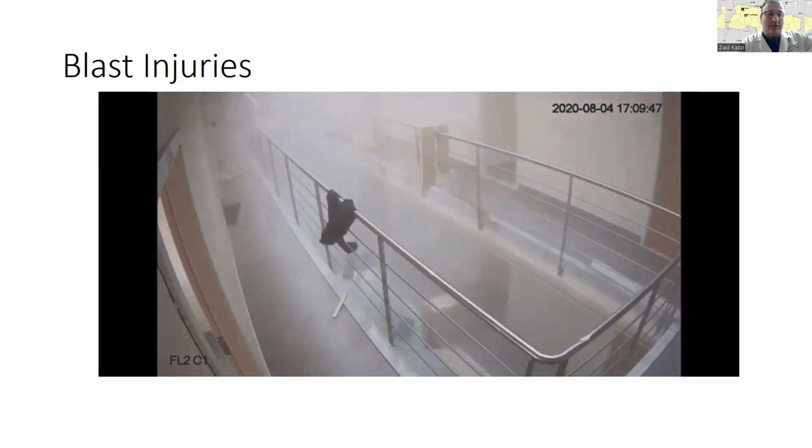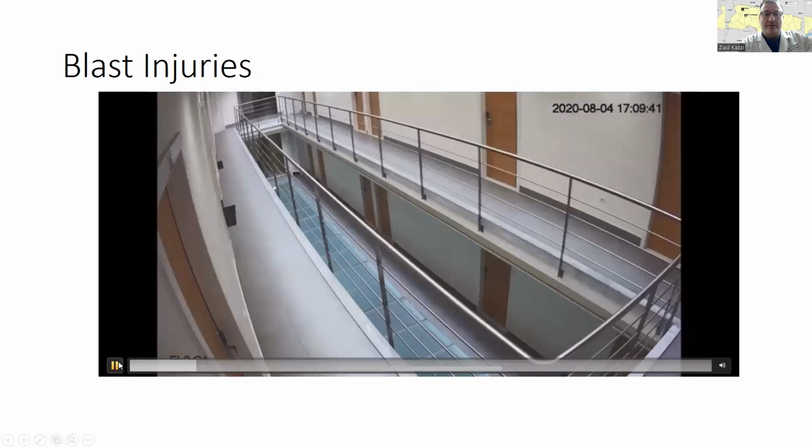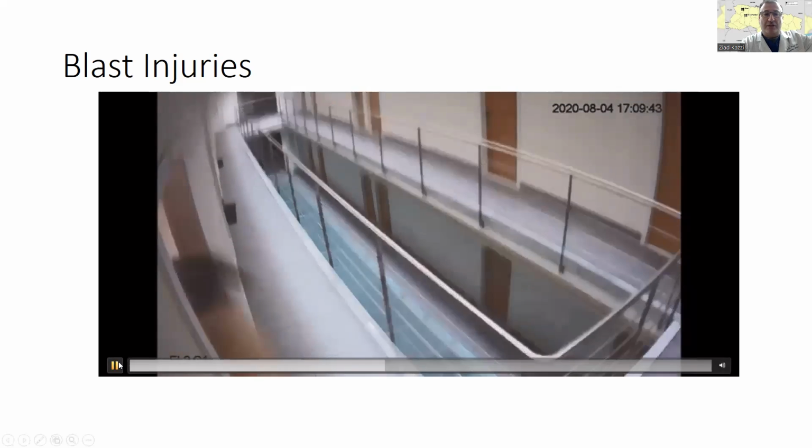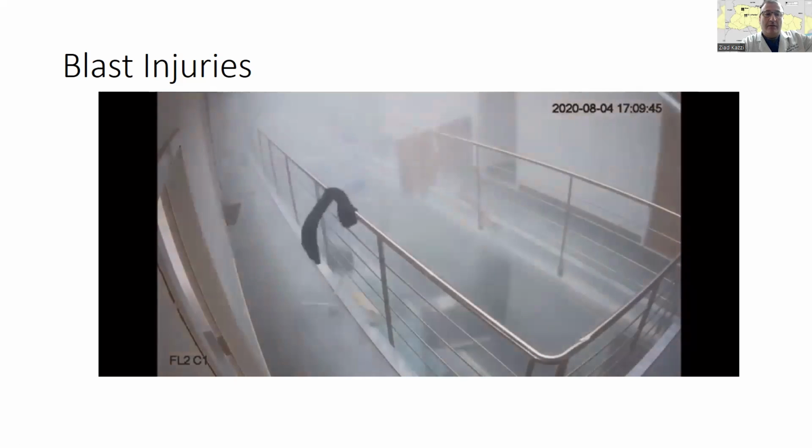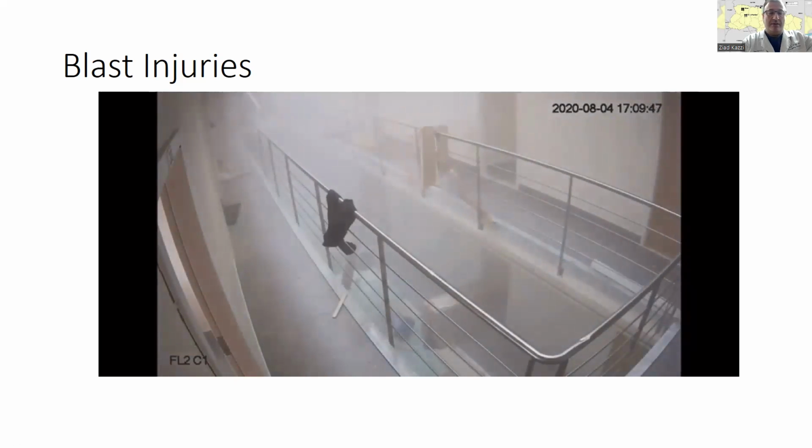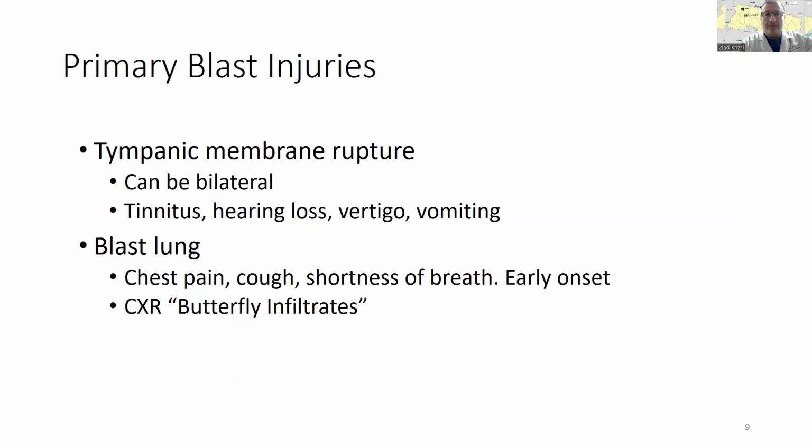You can also see the tertiary blast injuries as she collides with the rail. And of course, you can see the smoke that she potentially inhales. That's an example of a quaternary blast injury. Now let's go ahead and talk about the individual blast injuries.